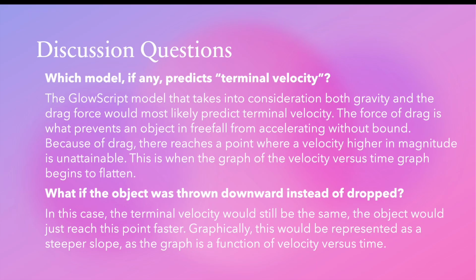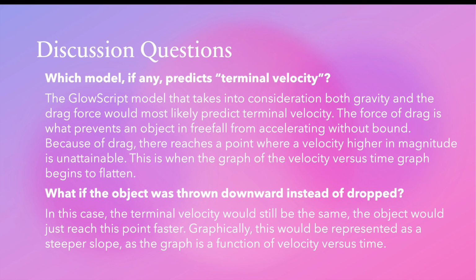So some discussion questions: which model, if any, predicts terminal velocity? The GlowScript model that takes into consideration both gravity and the drag force would most likely predict terminal velocity. The force of drag is what prevents an object in free fall from accelerating without bound. Because of drag, there reaches a point where a velocity higher in magnitude is unattainable. This is when we see the velocity versus time graph beginning to flatten.